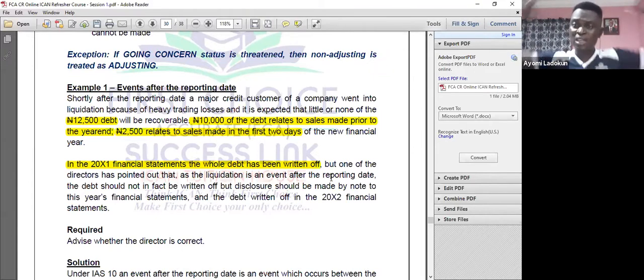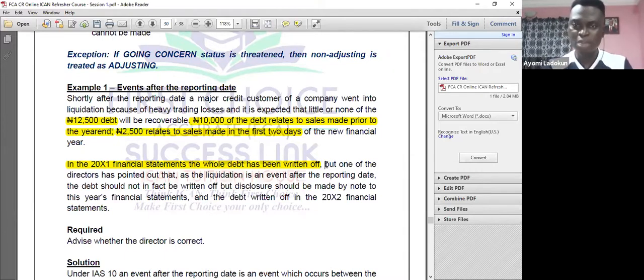And 2.5 happens at the beginning, the sales happen at the beginning of the new year. That's 20X2. Okay, so what they did was to write off the whole 12.5 in the 20X1 financial statement. The question is, is that treatment correct? Obviously, it's not correct. There is a mismatch, because naturally they needed to report those transactions that relate to a particular accounting period. So it's not correct. Okay, so I move on.